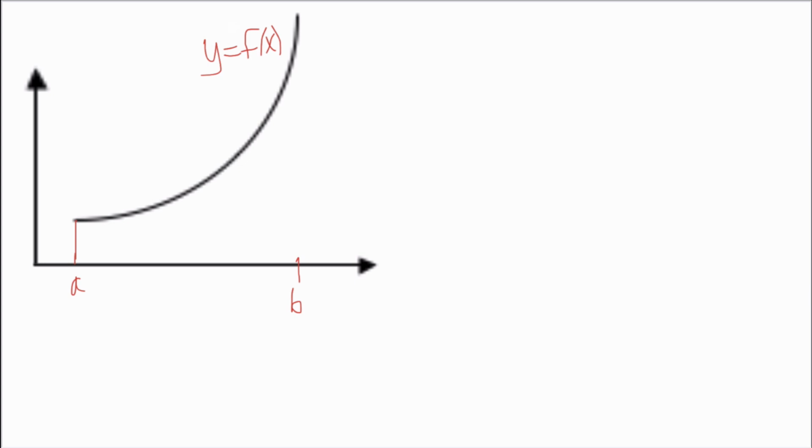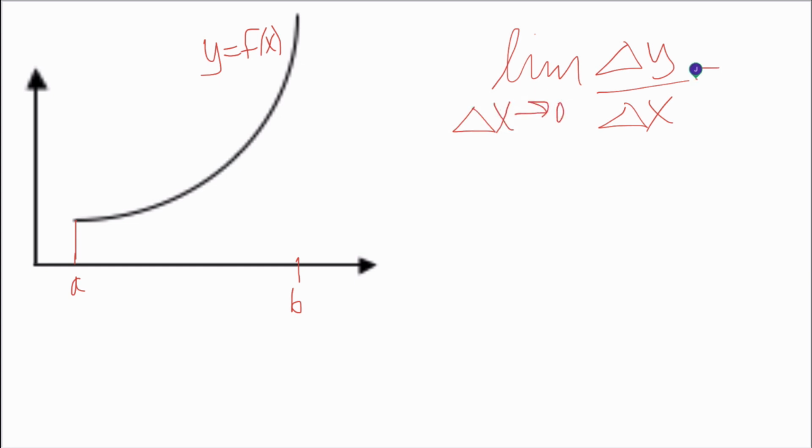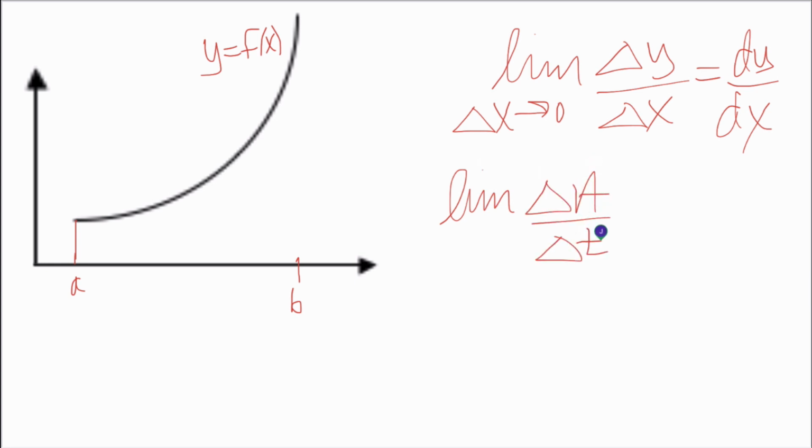For example, if you have the limit of delta y over delta x as delta x approaches 0, we commonly refer to that as the derivative, right? dy dx. Well, I'd like you to take that notion with you as you look at other types of limits that we'll be encountering in this discussion. For example, if you had the limit of delta A over delta t as delta t approaches 0, similar structure, that would just be dA dt.